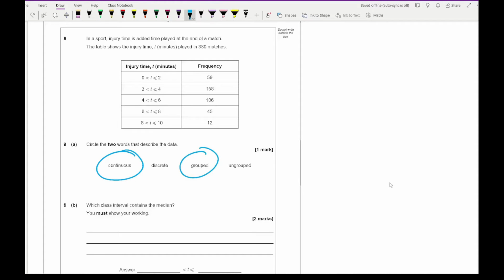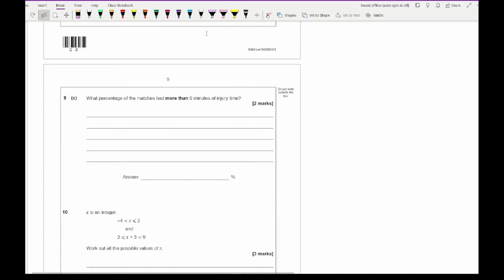Now question 9b says which interval contains the median. Well, if we've got 380 bits of data, we divide that by 2, and I end up with 190. So what I need to do is find out where 190 is along this data. So here I've got 59, and then the 190th game is going to be in this group here. So the interval is going to be 2 and 4.